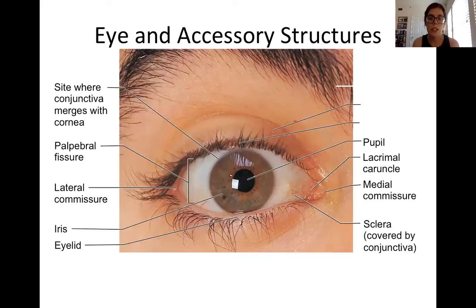So this is what you would see if you just look deeply into someone's eye. You can see that they have an eyelid with eyelashes. They have a lateral commissure where it comes together on the lateral side, and a medial commissure where it comes together on the medial side. They've got lacrimal canaliculi, which is where the lacrimal duct is going to drain into. And then if you look at the eye, we've got the white part, which is the sclera, covered by a thin layer called the conjunctiva, and then we have the iris, which is colored, and the pupil, which is black.